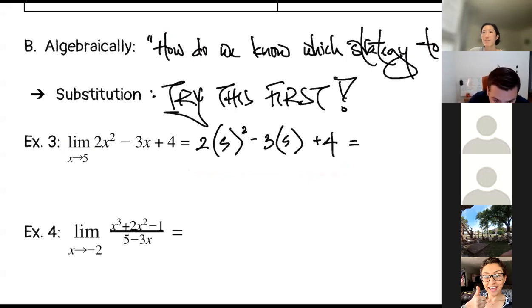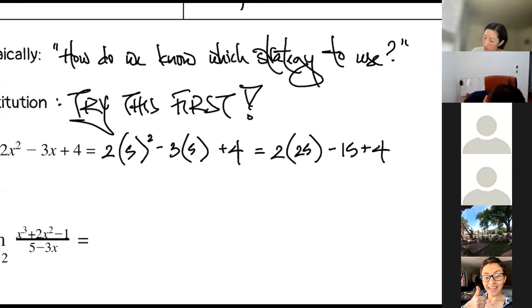Exponent. Exponent, love it, love it. Okay, so I'm not going to do 2 times 5 and then square it. Right? Such an easy mistake. And everybody who makes it is so mad at themselves afterwards. We're going to square it first. So we'll get 2 times 25 minus 3 times 5 is 15 plus 4. And we should end up with, let's see, 50 minus 15 is 35 plus 4 is 39.